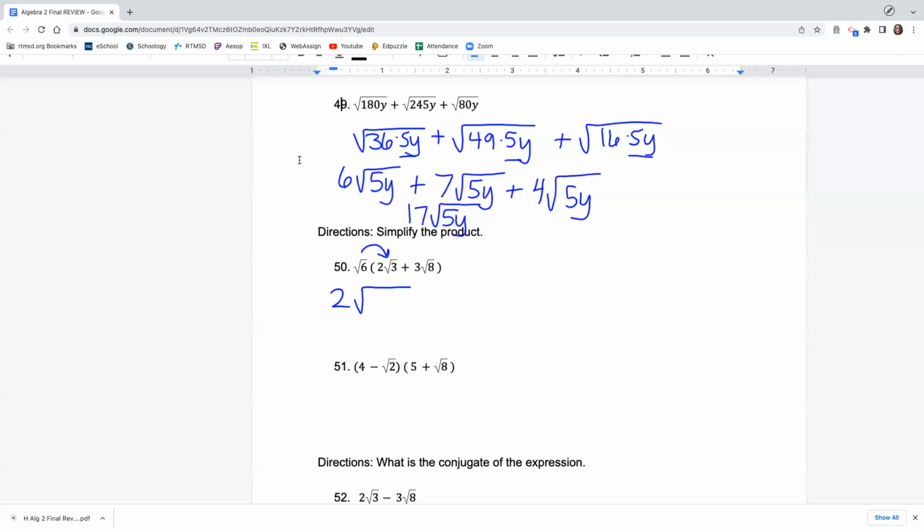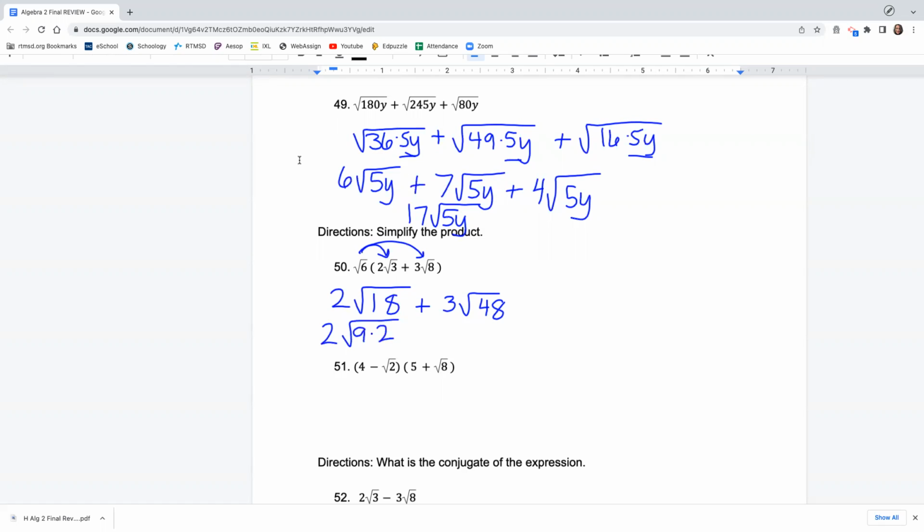So this is going to end up being 2 square root of 18 plus the square root of 6 times 3 square root of 8 would be 3 square root of 48. All right, once I do that, it's time to simplify. Be careful because it's possible that this answer will be on one of the 4 choices.